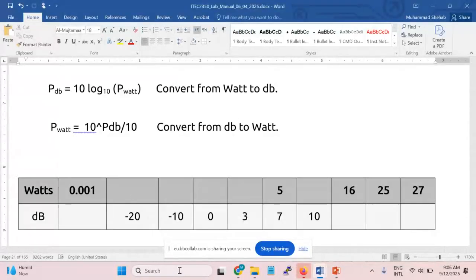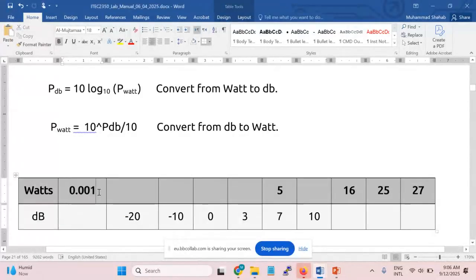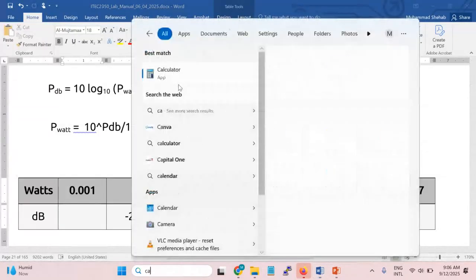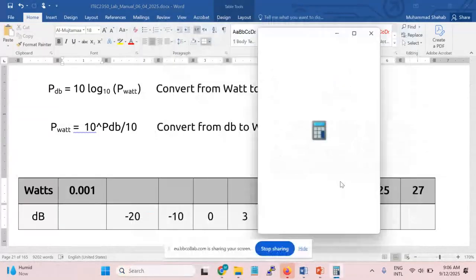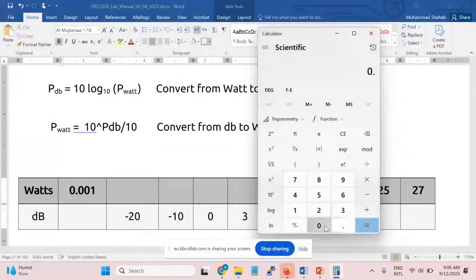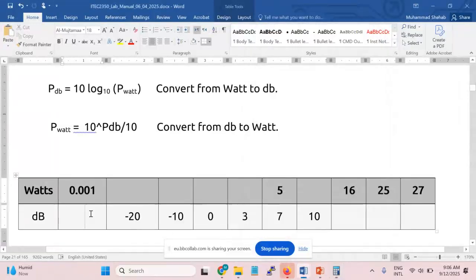If the power in watt is 0.001, how much does it equal in dB? We'll take the calculator. 0.001, I will take the log. Log of 0.001 equals minus 3, times 10. This will equal minus 30, minus 30 dB.